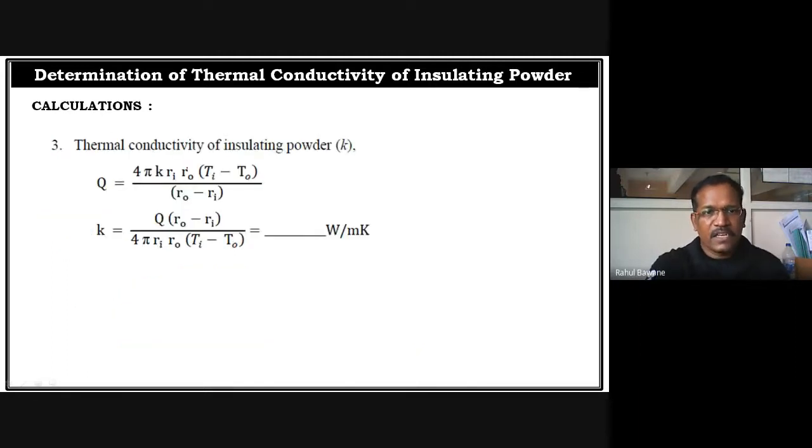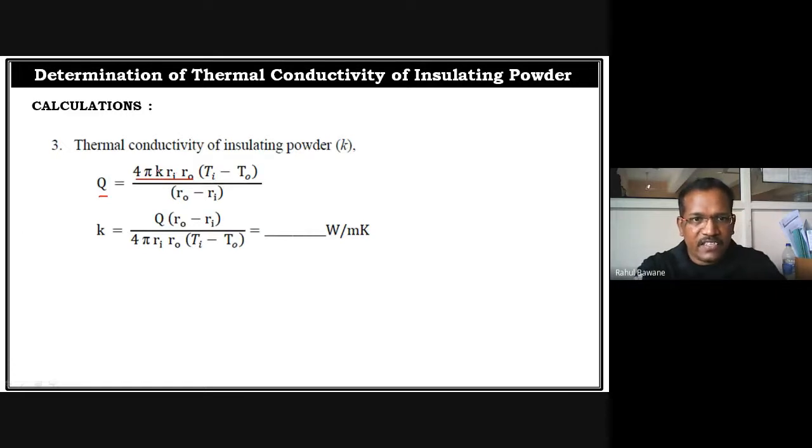Next, thermal conductivity. Now it is a hollow sphere; the cavity filled with insulating powder forms a hollow sphere. The heat transfer rate formula is Q equals 4 pi k Ri Ro multiplied by (Ti minus To) divided by (Ro minus Ri), where Ro is the outer sphere radius and Ri is the inner sphere radius. In actual form, the exact formula is Q equals delta T, that is Ti minus To, divided by the resistance term, but after rearrangement it comes in the numerator.